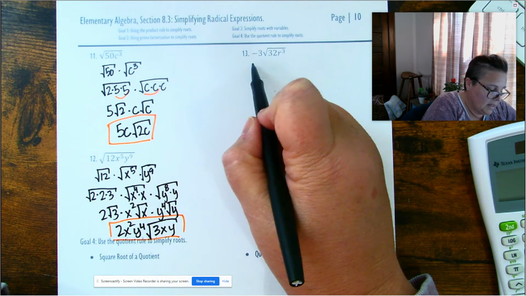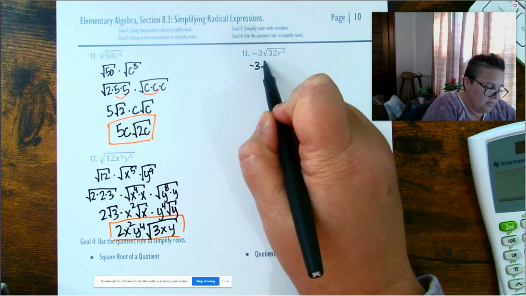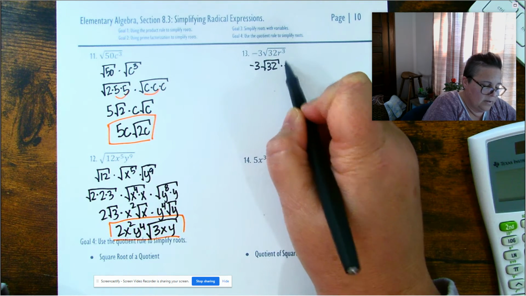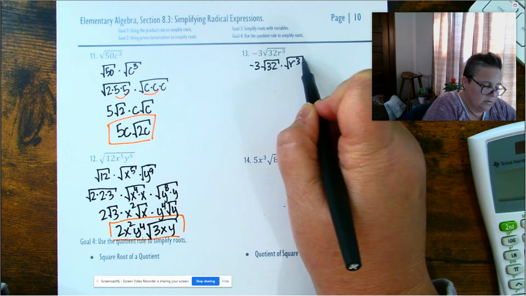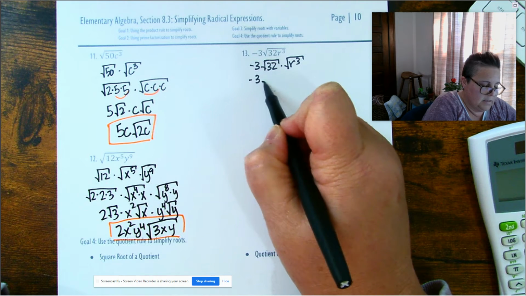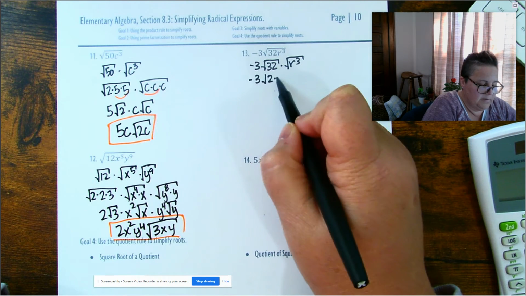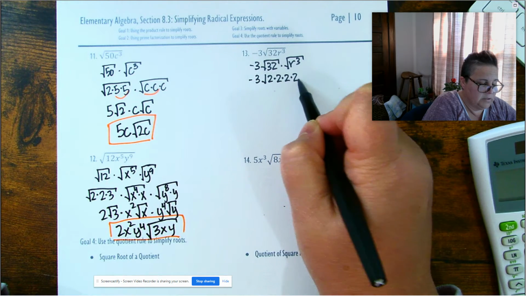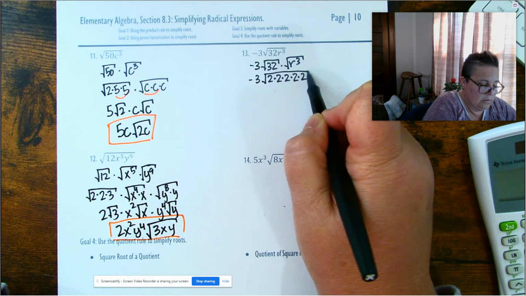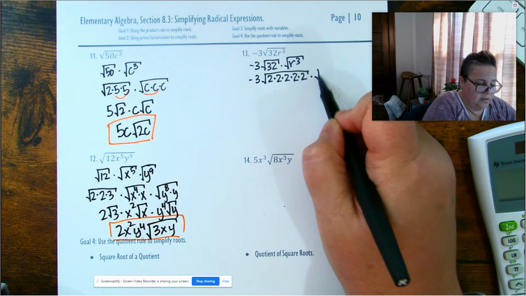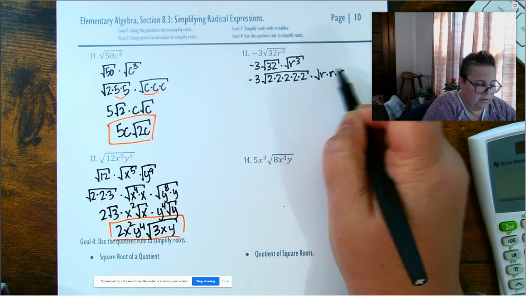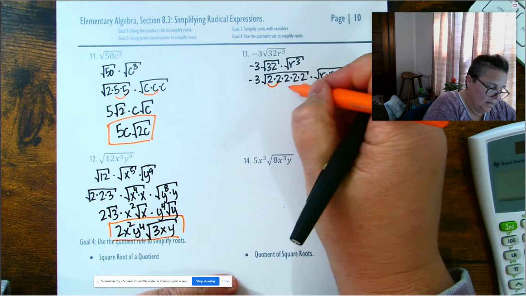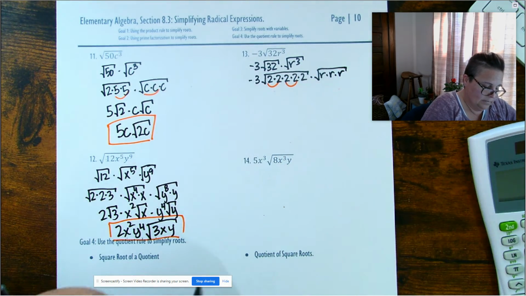So this is going to be negative 3 times the square root of 32 times the square root of r cubed. Negative 3 times the square root of 2 times 16, which is 2 times 8, which is 2 times 4, which is 2 times 2, times r to the 3rd, which is r times r times r. Okay, I got a pair, I can pull one out. I got a pair, I can pull one out.